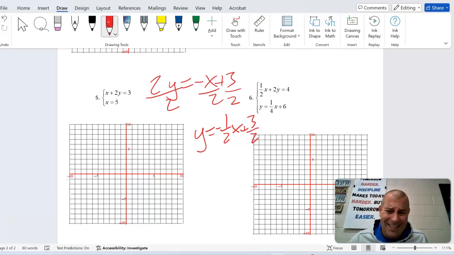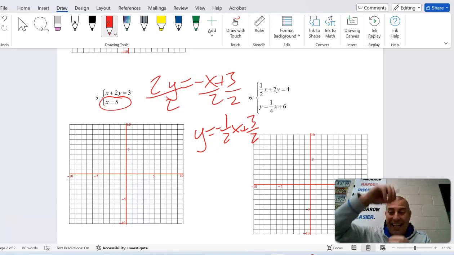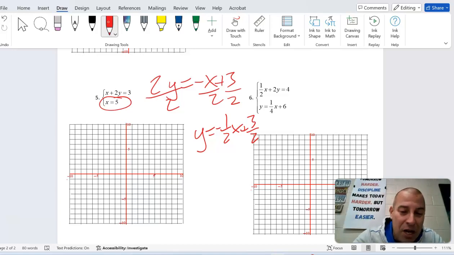Let's just hold on a second here. I'm just not going to graph this one, because I've got x equals 5. And remember, x equals 5 is a vertical line going through 5. So we're here, so we know we are right there. That's a nice one to graph.